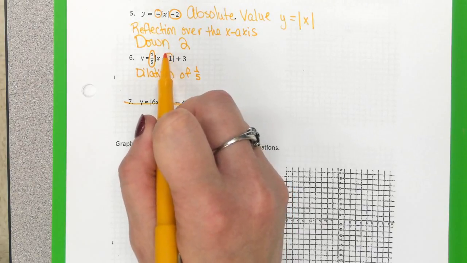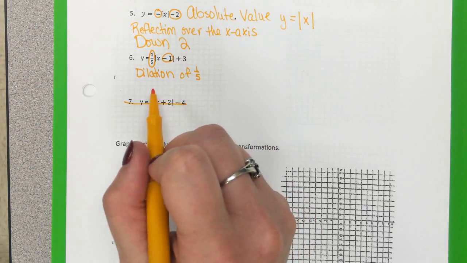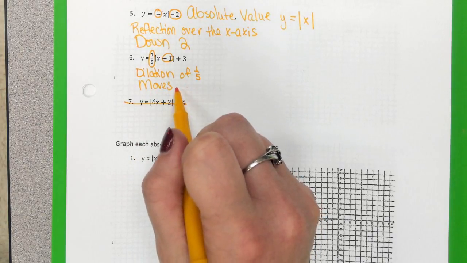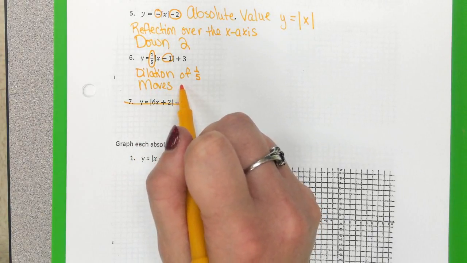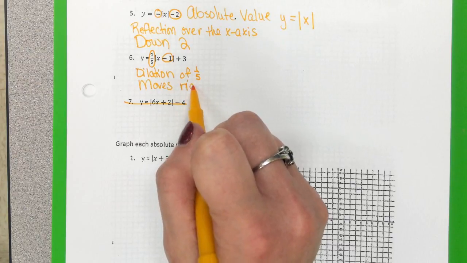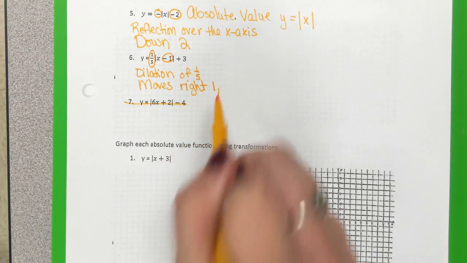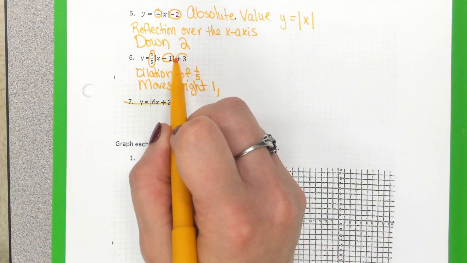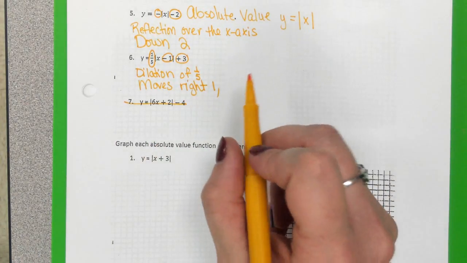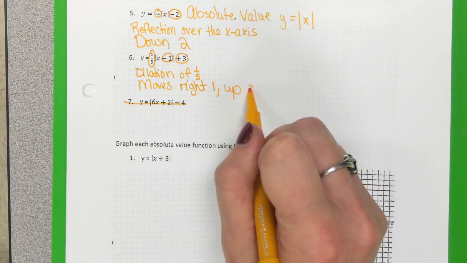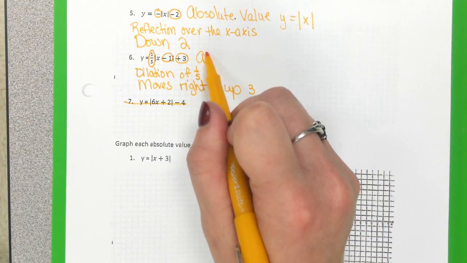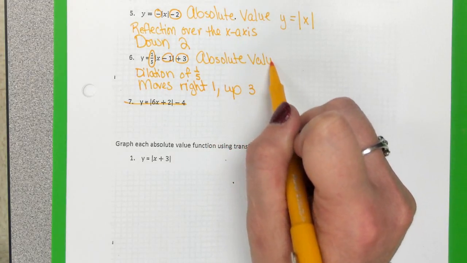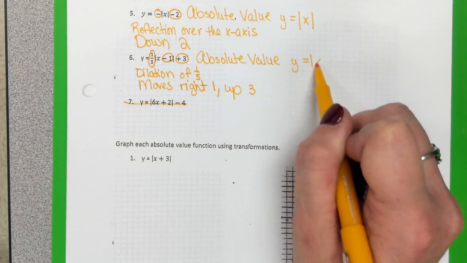What about this guy? Take the opposite sign. You're going to go right. You're going to move right 1. When it's inside, you have to take the opposite sign. All right, and last one, +3. You're going to move up 3. Very good. And we did not write our parent function, y'all. I'm being horrible at that today. Absolute value, which is y equals absolute value of x.